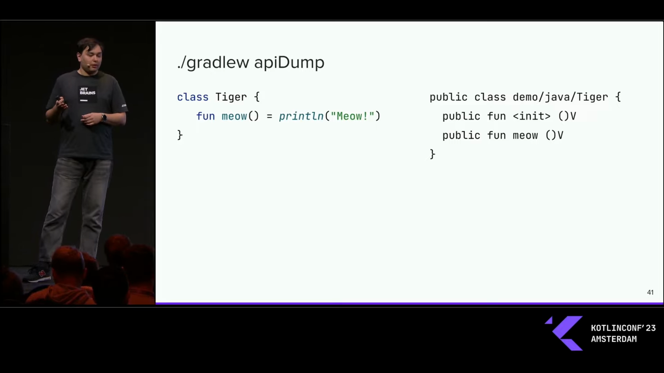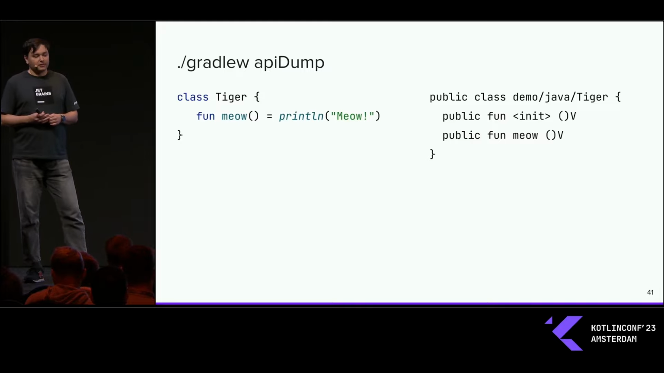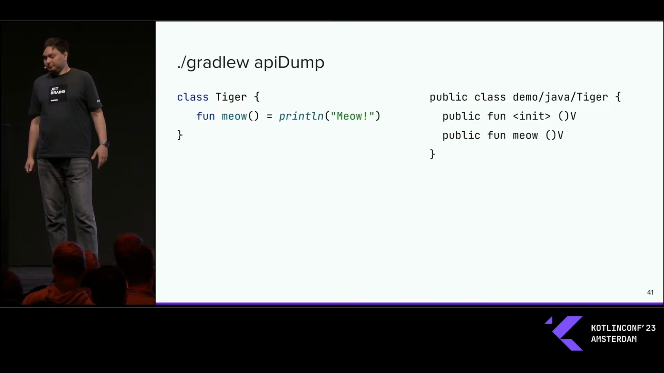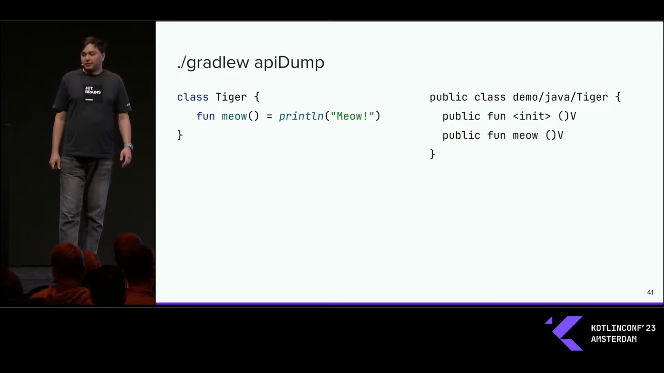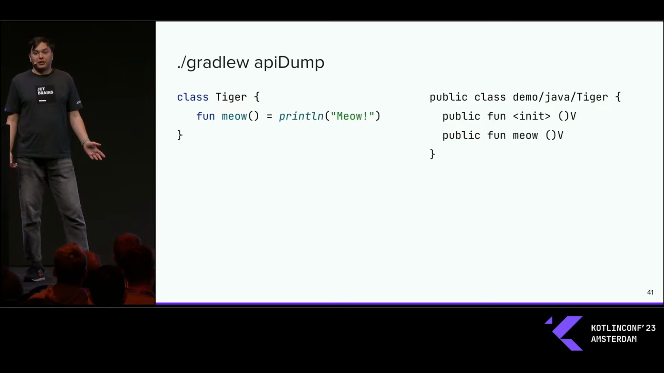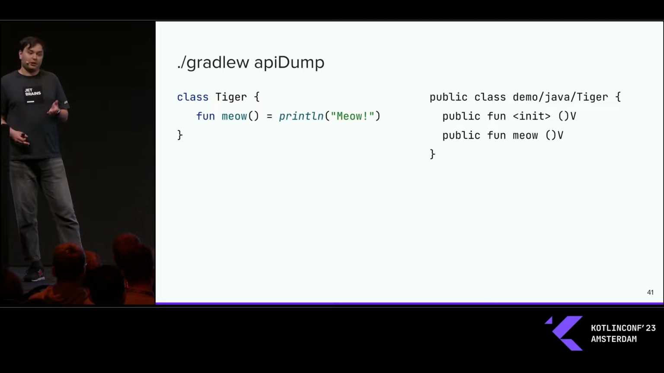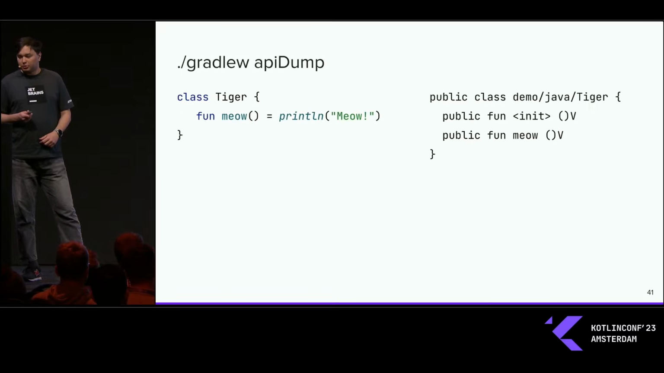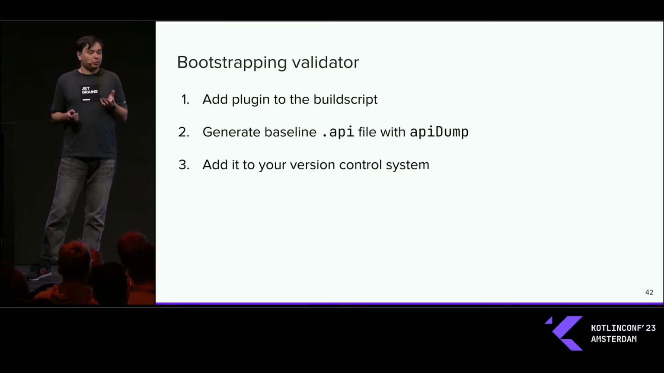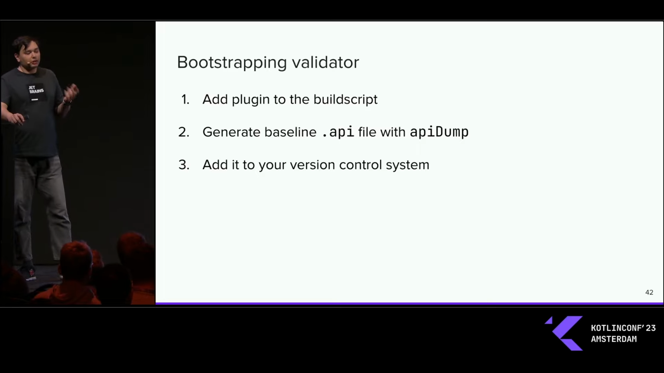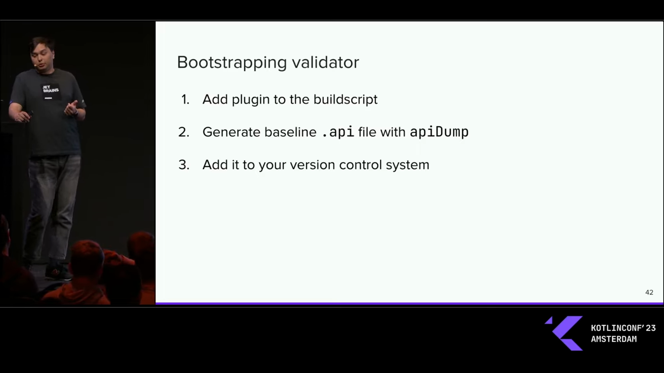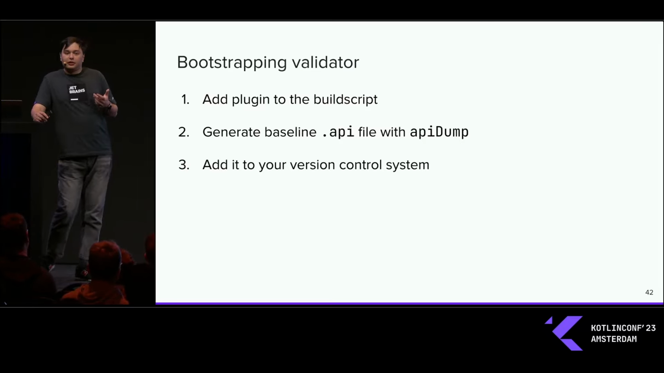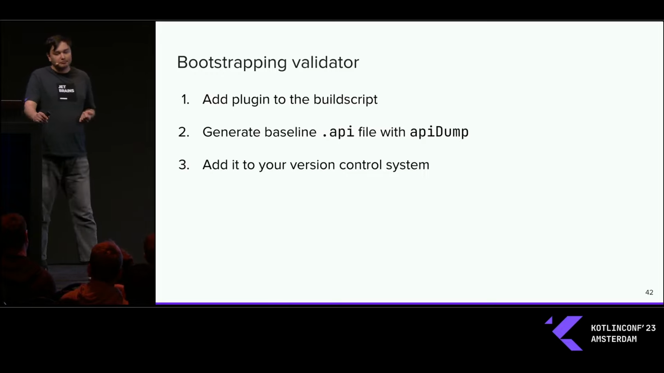So what can we see? We can see every public function and every public class. And for example, we can directly see that we have public fun init, and it is quite easy to forget that public classes, like this one, also have a default constructor without parameters, but it is still another public function. So by doing this, we have just bootstrapped the validator. To start using it, you need to first add a plugin to your build script, then generate a baseline .api file with the API dump task, and you should add it to your version control system.